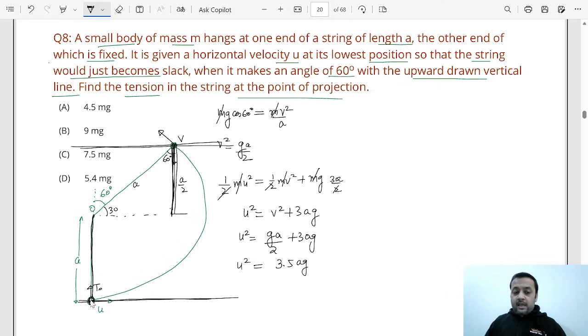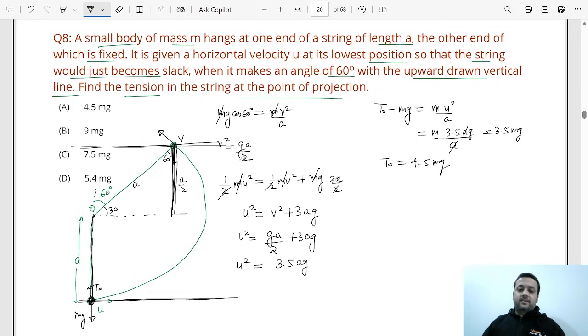So you can see that the net centripetal force is T naught upward minus mg downward. So that means T naught minus mg is equal to u square by radius, right? So u square value we have already found out, 3.5 ag. Okay, 3.5 ag divided by a. So a and a get cancelled. That means this is 3.5 mg. So the value of T naught will come out to be 4.5 mg. That means option A is correct.